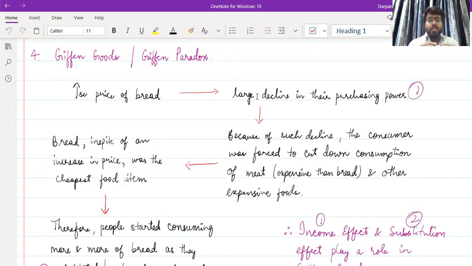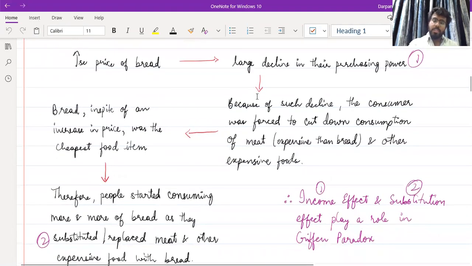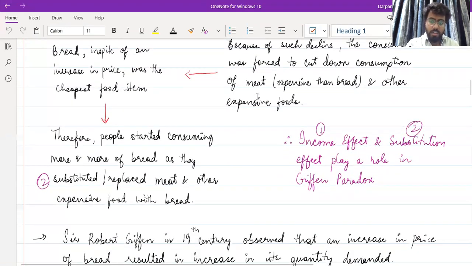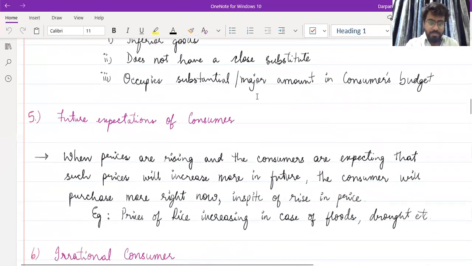Why? Because in spite of an increase in the prices of this product, it's still below those other expensive products, right? What was the example? Bread was there and the other product was meat, right? So this meat is still expensive even after the prices of the bread increased, right? Akansha, if you have a doubt, just type in the chat box. I'll complete the doubts after I revise the complete thing, right?